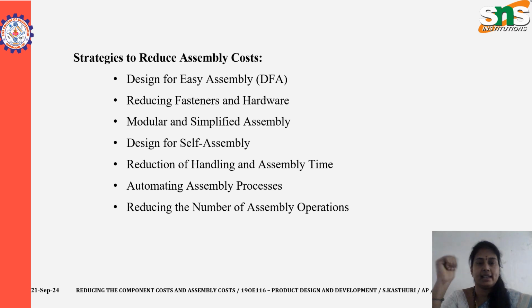Reduction of handling and assembly time. Minimize the time and effort spent handling and moving parts during the assembly process. This can be done by designing parts that are easier to orient, place and secure. Automating the assembly process: where applicable, design the product so that it can be assembled with automation or robotics. Reducing the number of assembly operations: simplify or combine assembly steps so that fewer operations are required. Each additional assembly operation adds cost in terms of labor time and machine time.